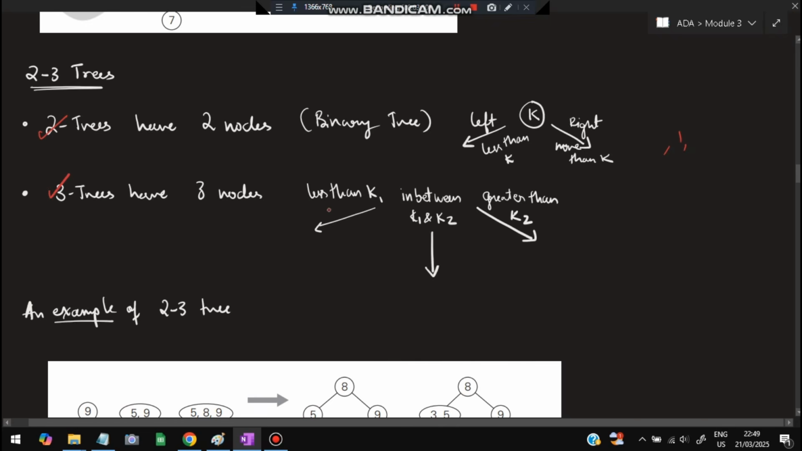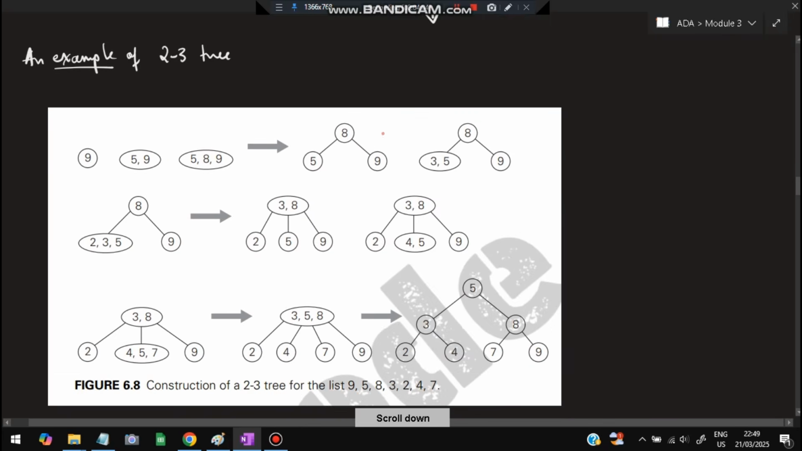A 3-tree means that they will have 3 nodes. Whatever is the element here, we take 2 numbers, k1 and k2. Less than k1 will be here, between k1 and k2 will be in the middle child node, and greater than k2 will be on the right side. Let's understand this using an example. Now 9 is here, you will take 9 only. 5 came after that, so we assign 5 here. Then 8 came, 8 also came here.